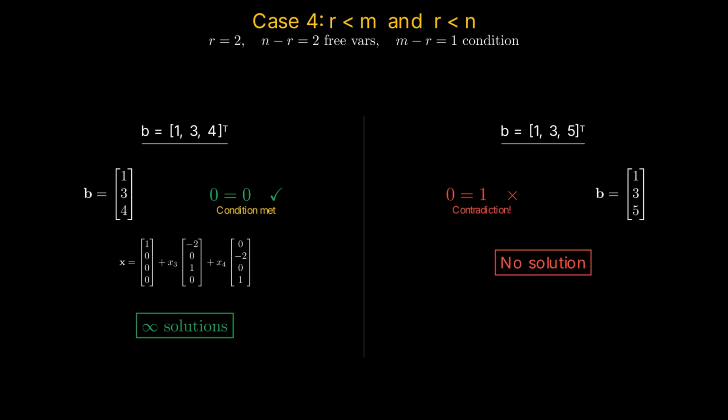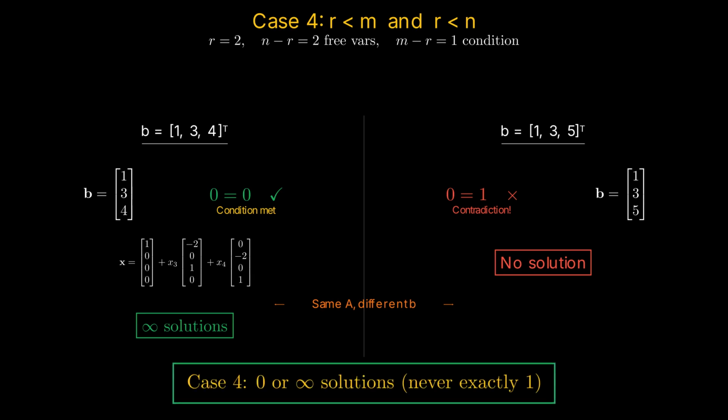Same matrix A, different B. The answer jumps from infinity to 0. It is never exactly 1. This is the hallmark of case 4. When both gaps are non-zero, you get either 0 or infinitely many solutions, but never a unique one.